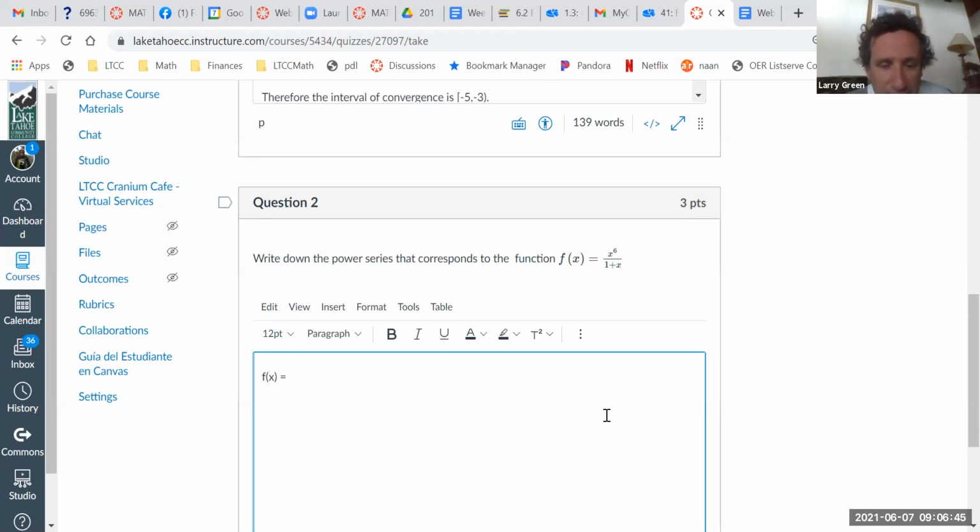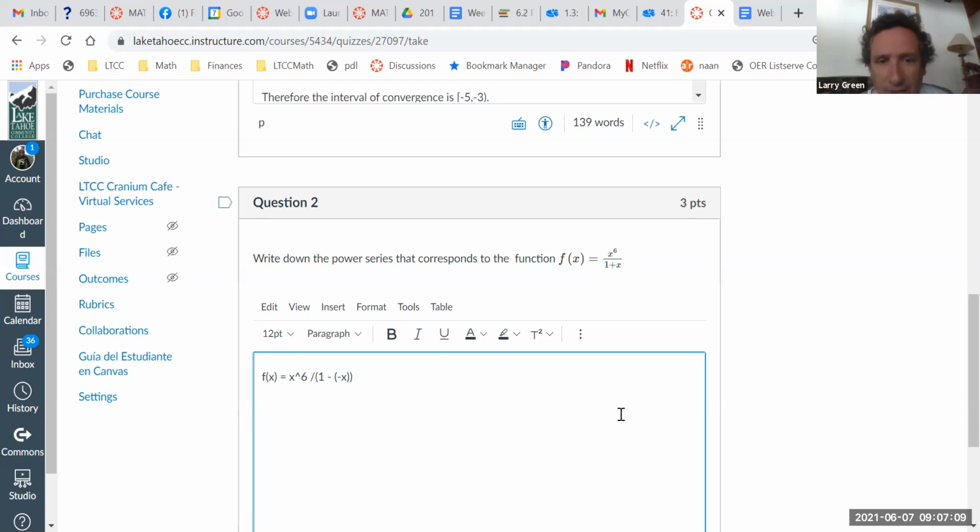is equal to x to the 6th over 1 minus, and what do we have to subtract to make it all work? Yeah, negative x. Any questions so far?